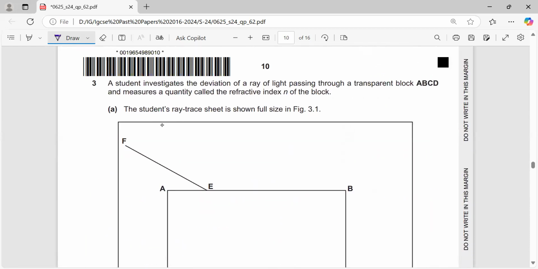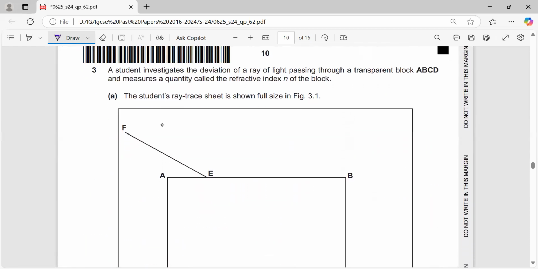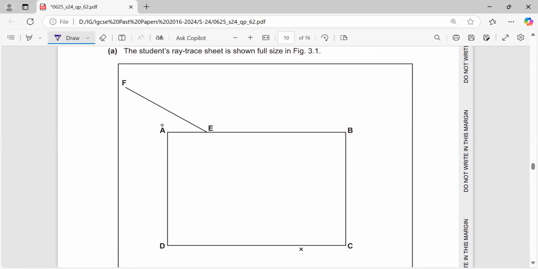Yeah, let's start this light question, refraction of light. A student investigates the deviation of a ray of light, meaning change in direction of the ray of light, through a transparent block ABCD, and measures a quantity called the refractive index n of the block. The student's ray trace sheet is shown full size in the figure.